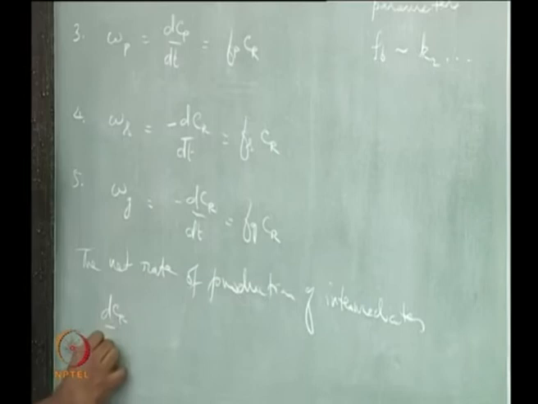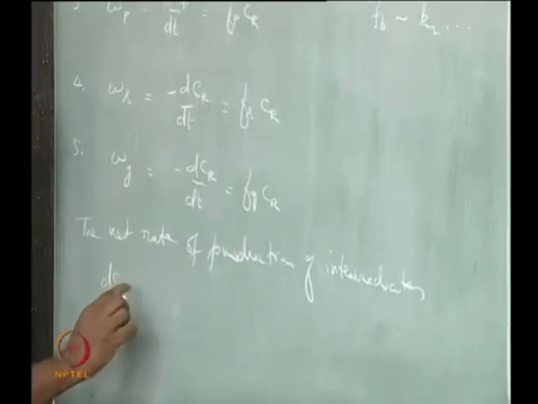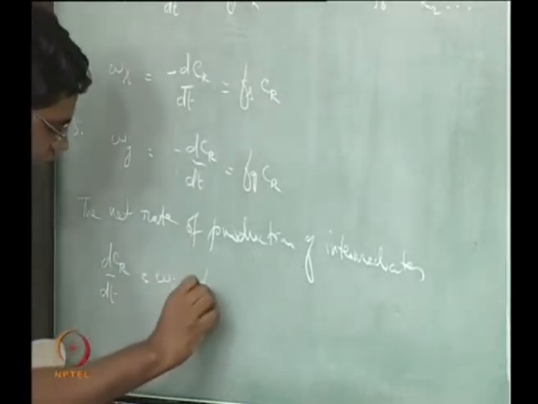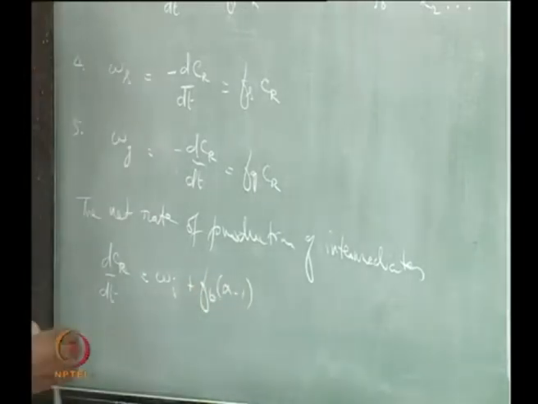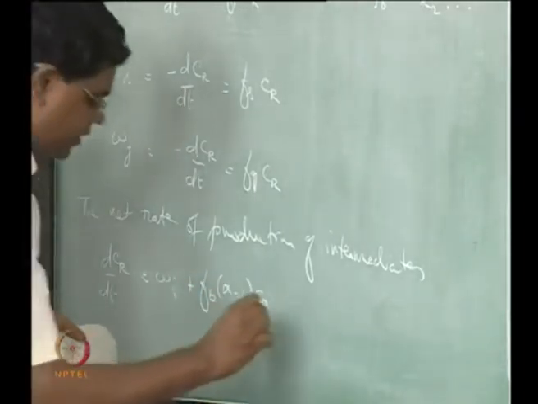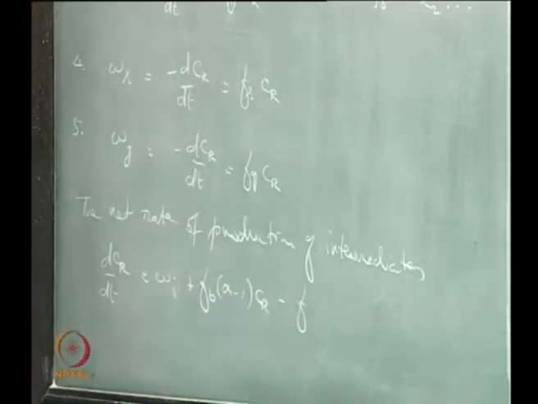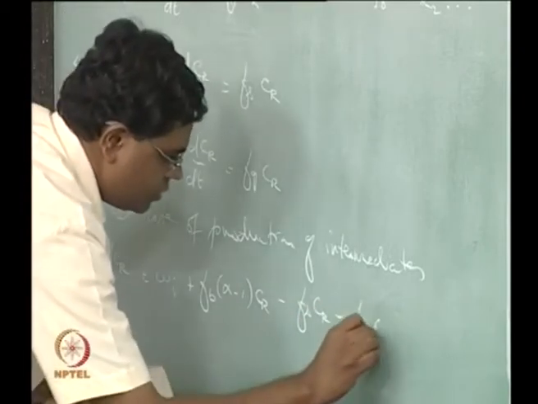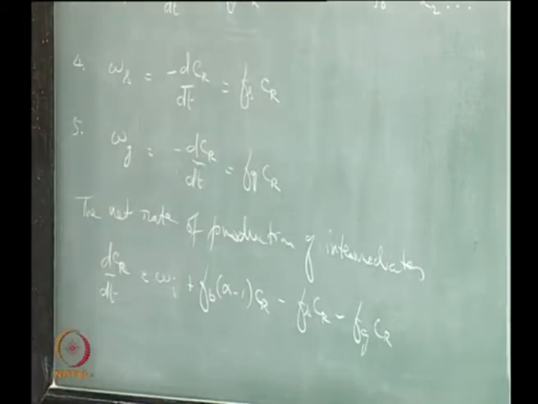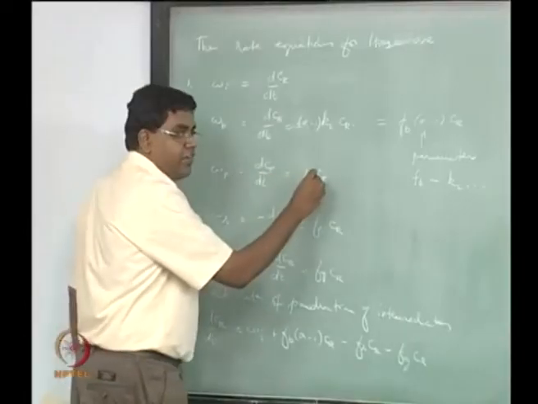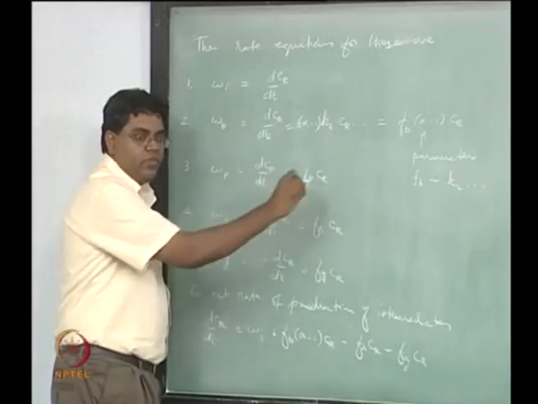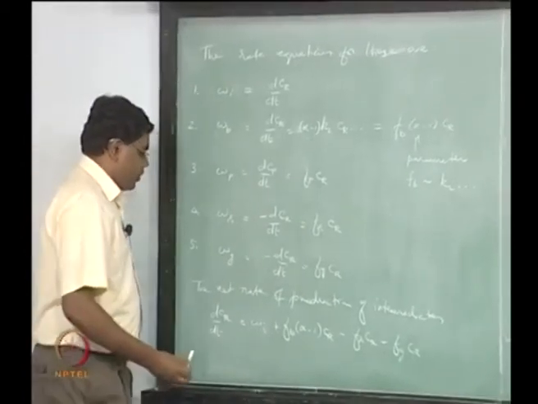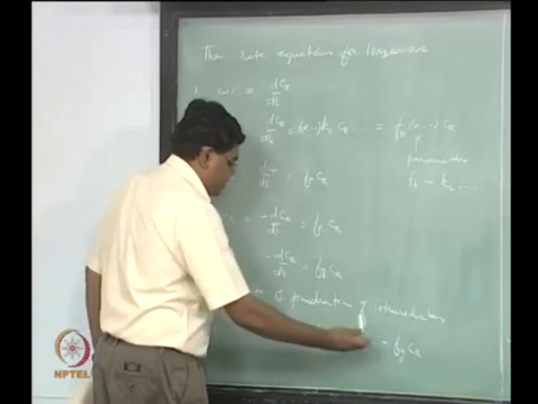dCr over dt from all the reactions is equal to omega I plus Fb times alpha minus 1 Cr minus FsCr minus FgCr. The third reaction did not have a net rate of production of intermediates at all, because it's a propagation reaction. Therefore we have only 4 reactions that are contributing here.